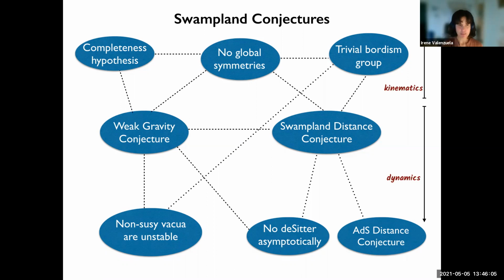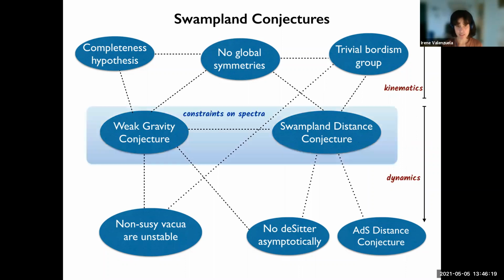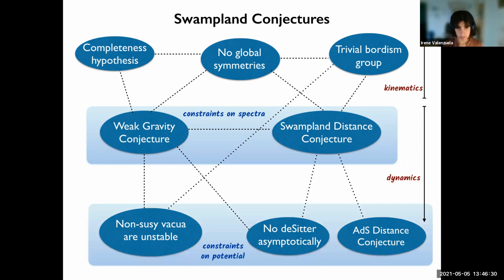Okay, so let me put a bit of order here. First of all, the first ones here on top, they sort of constrain the kinematics of the effective field theory, while the others constrain the dynamics. In particular, the ones in the middle constrain the field spectra. So they predict the existence of new states, while the last ones that I have on the bottom, they constrain the scalar potential and the landscape of vacua in quantum gravity.